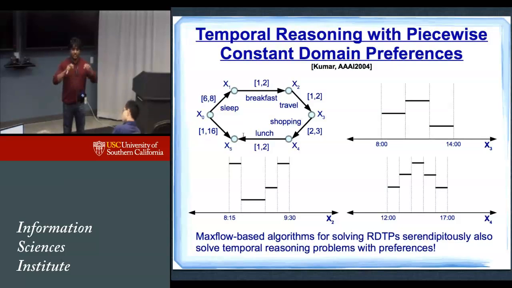No. So for every disjunctive constraint, we create one variable. Its domain values are just the disjuncts in that constraint. Okay.